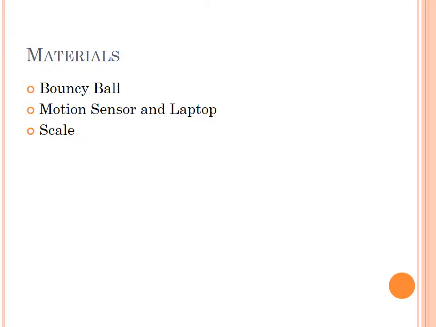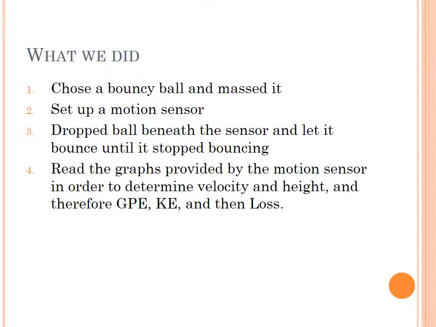Our materials were a bouncy ball, a motion sensor and laptop, which we used to find velocity, height, and time, and a scale to measure the mass of our bouncy ball. What we did was we chose a bouncy ball and weighed it, and then we set up a motion sensor for finding the different variables we needed, and then we dropped the ball beneath the sensor and let it bounce until it stopped bouncing. And we then read the graphs provided by the motion sensor in order to determine velocity and height, and therefore GPE, KE, and later on loss.